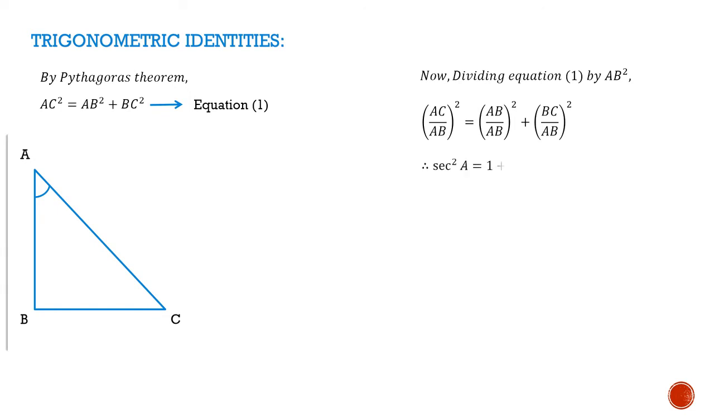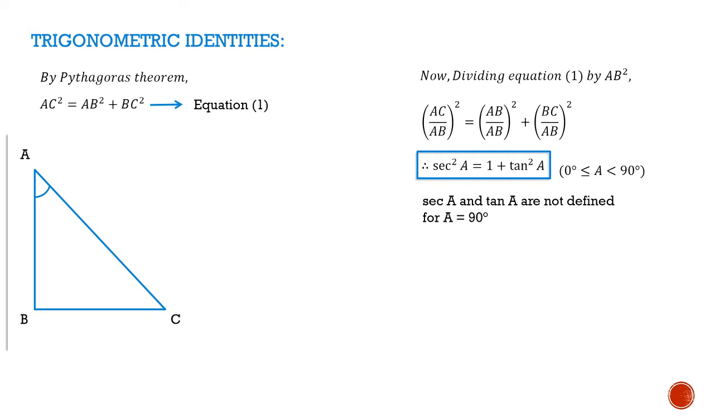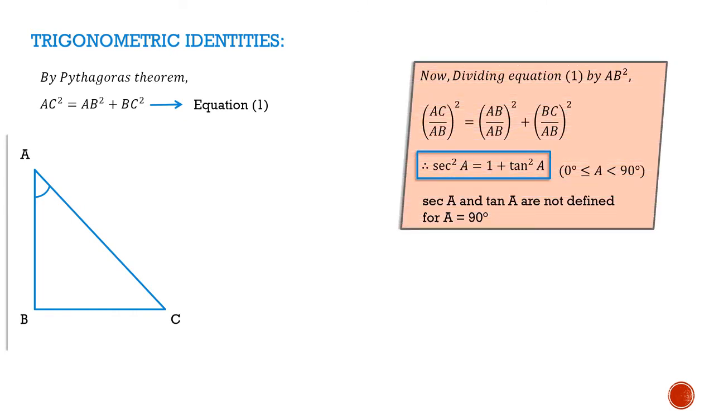which means that we can mention the identity in this manner: sec square A is equal to 1 plus tan square A. So this is your second identity, and this is also valid for all the angles excluding 90 degree, because sec A and tan A are not defined for the angle of measurement 90 degree, which you must be knowing from the table that we had discussed in our previous tutorials. So this was the second identity.